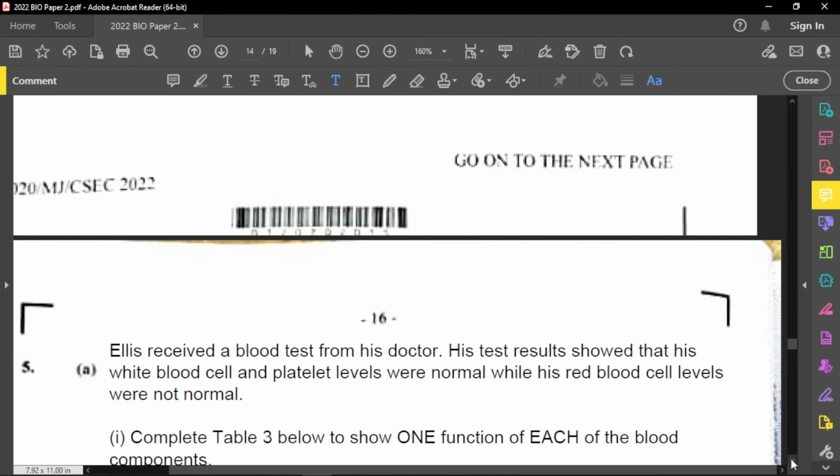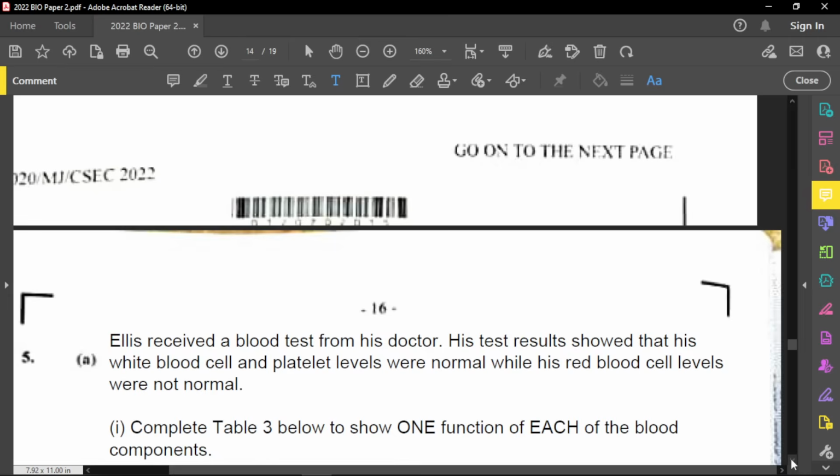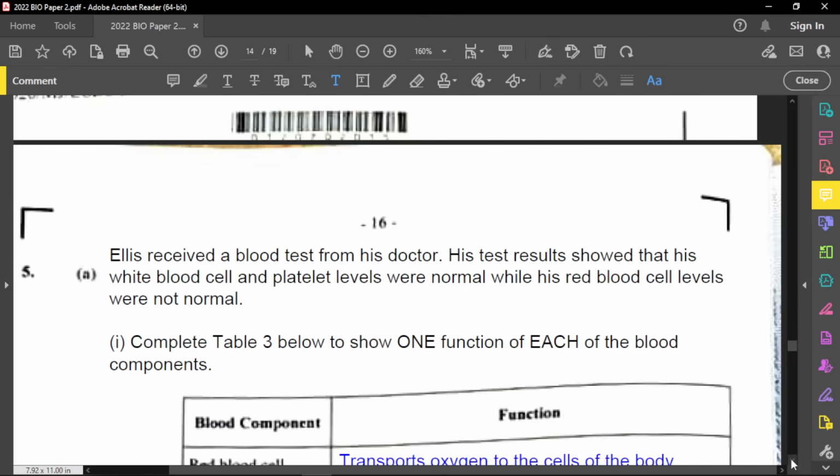All right, so question number 5, we're getting close to the end now. For part A, for question number 5, it says Ellis received a blood test from his doctor. His test results show that his white blood cells and platelets level were normal, while his red blood cells level were not normal. Complete table 3 below to show one function of each of the blood components.